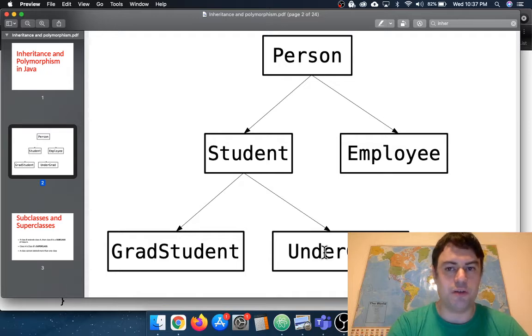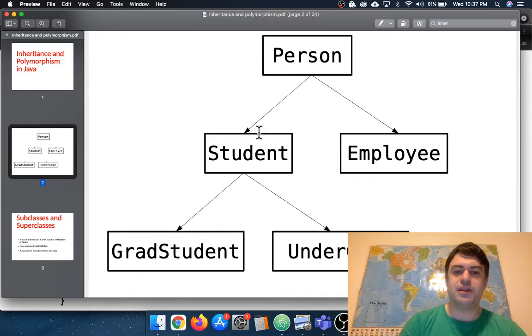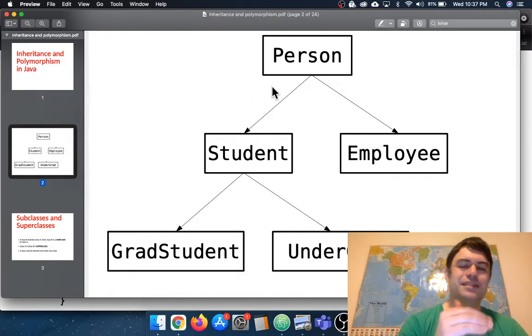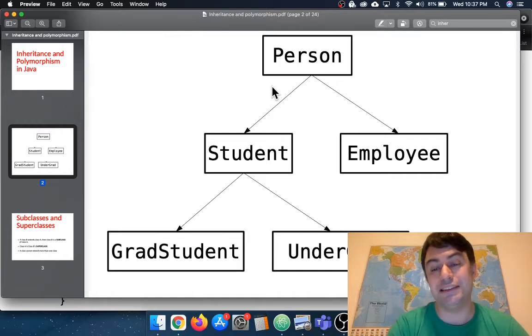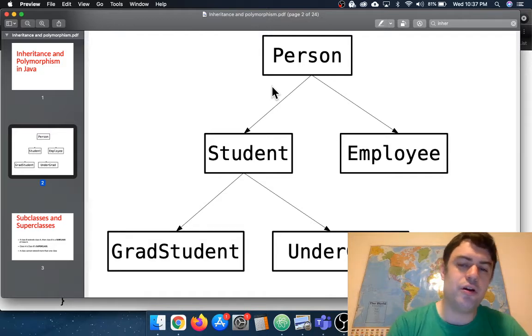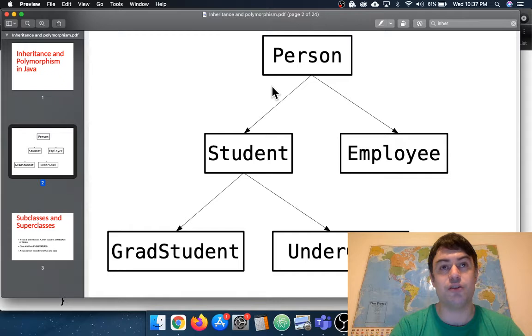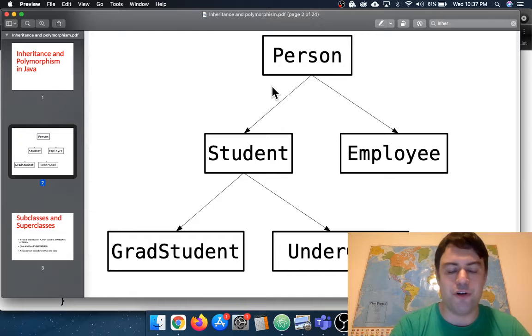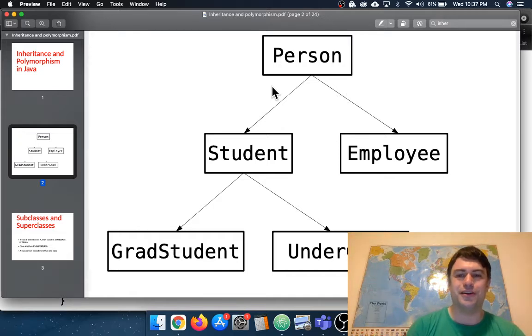Just to be clear about the terminology, Student here is a superclass for GradStudent and Undergrad, and Student is a subclass of Person. Do you see how that works? Basically, if you extend a class, that class is your superclass. You are extending it. You're building on that foundation, so it's your superclass. You are a subclass of your superclass. If you are extending something, then you've become a subclass because you're not all on your own. You are dependent on this other class. So Student is both a superclass and a subclass.